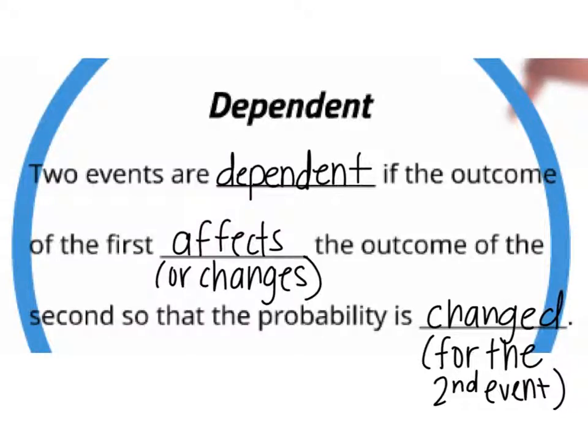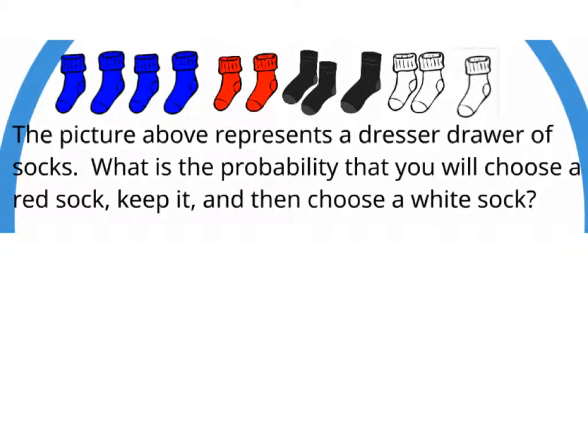In this video, we're going to talk about the second type of compound probability, which is a dependent compound probability. Two events are dependent if the outcome of the first event affects or changes the outcome of the second event, so that the probability is changed. And this means it's changed for the second event.